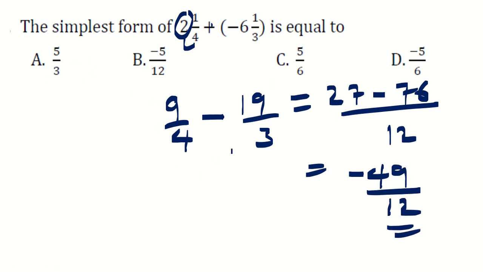Unfortunately, there is no answer in the choices, because 49 is a multiple of 7 and 12 is 4 times 3 or 6 times 2, we can see, but there is no 7 in 12. So we cannot find the answer in the choices. It's okay, but this is the way how to do it.